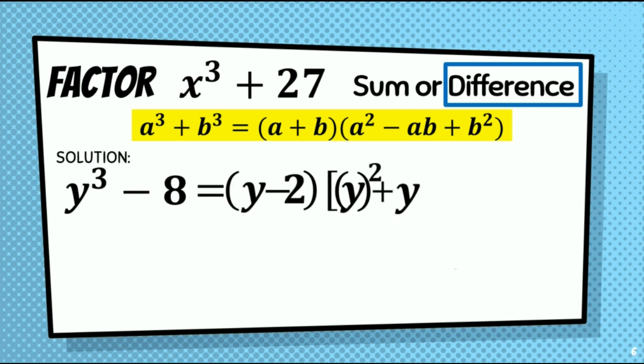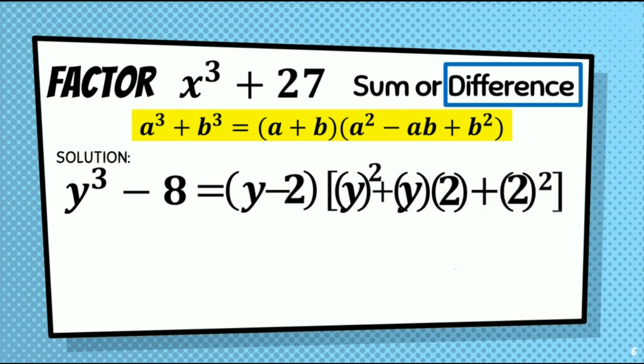Multiply the terms in our binomial factor. And then square the last term of our binomial factor. Copy the binomial factor and then simplify the terms in our trinomial factor.